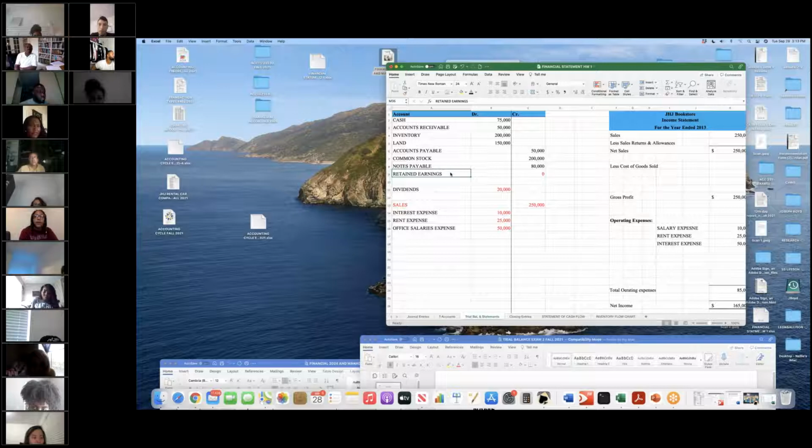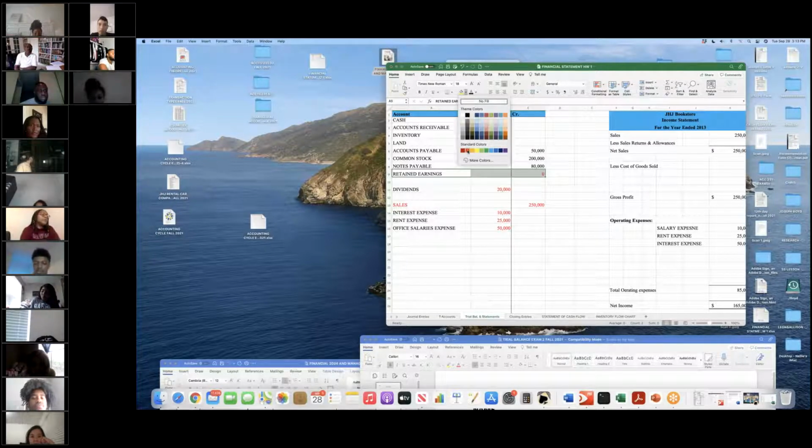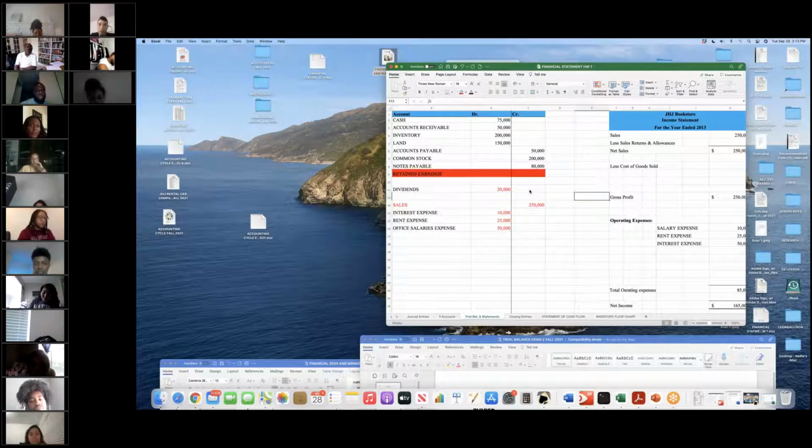We're going to come across here and we're going to put it in red. And we're going to say everything from retained earnings up goes on the balance sheet. Everything from sales down goes on the income statement. Everything from retained earnings up goes on the balance sheet. Does everybody understand that? Yeah, I understand now.